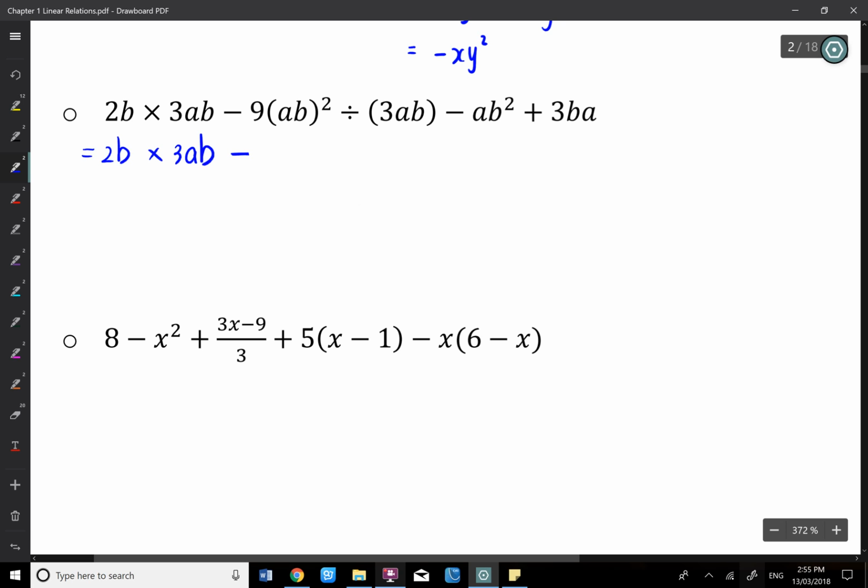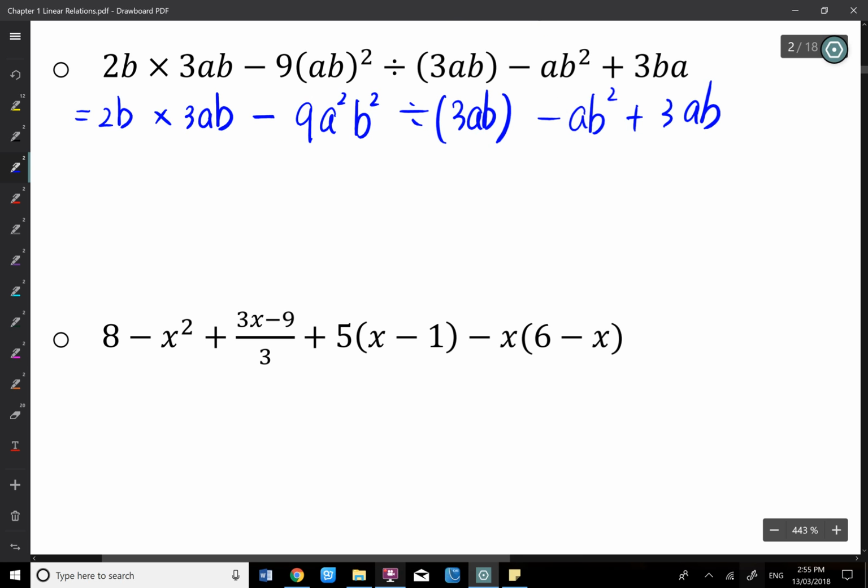So when you expand the bracket, what is it? 9a squared b squared. And divide by bracket 3ab in the bracket. That's what you're trying to divide. Minus ab squared plus 3ab. I can just go for 3ab.